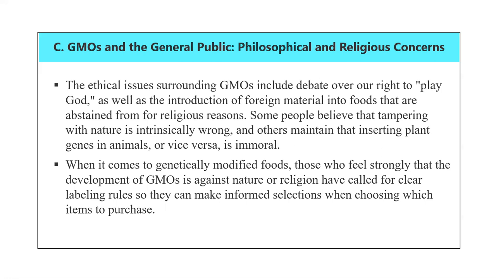So when it comes to genetically modified foods, those who feel strongly that the development of GMOs is against nature or religion have called for clear labeling rules so they can make informed selections when choosing which items to purchase. So this is what I said to you a while ago, that we cannot identify if a certain product is a GMO product or not. So at least they're calling that it should be labeled.